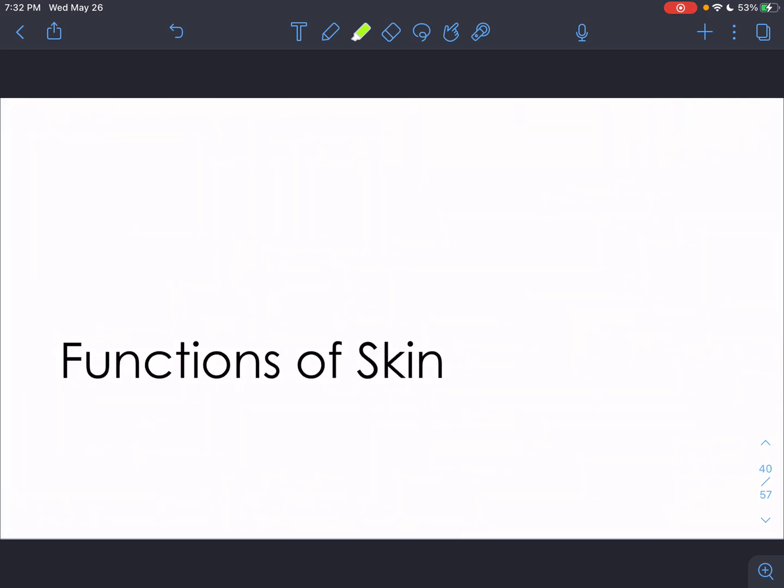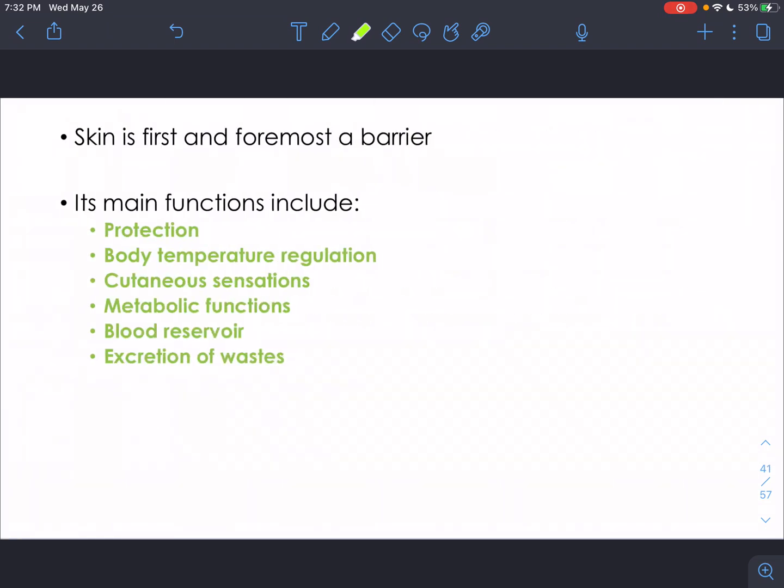Okay. And then the last part of chapter 5 is just talking about the functions of the skin, which a lot of these are kind of intuitive, but I thought I'd go through them. So first and foremost, skin is a barrier, right? Protecting your body from the external environment. So it protects, regulates body temperature, is responsible for cutaneous sensations, metabolic functions, blood reservoir, and excretion of waste. So I'll talk about all of these on upcoming slides here.